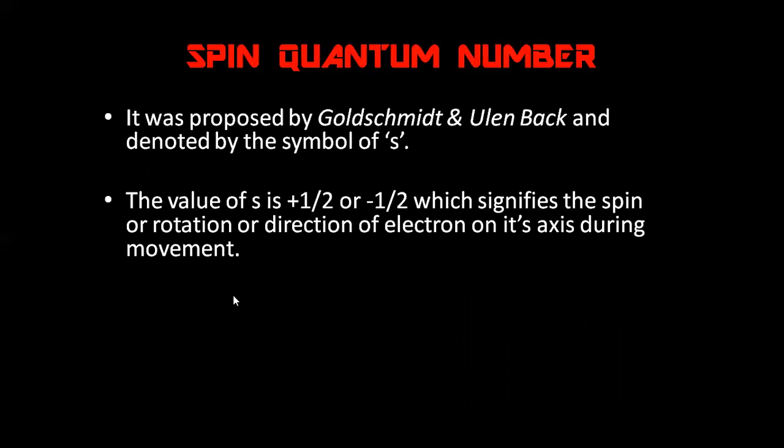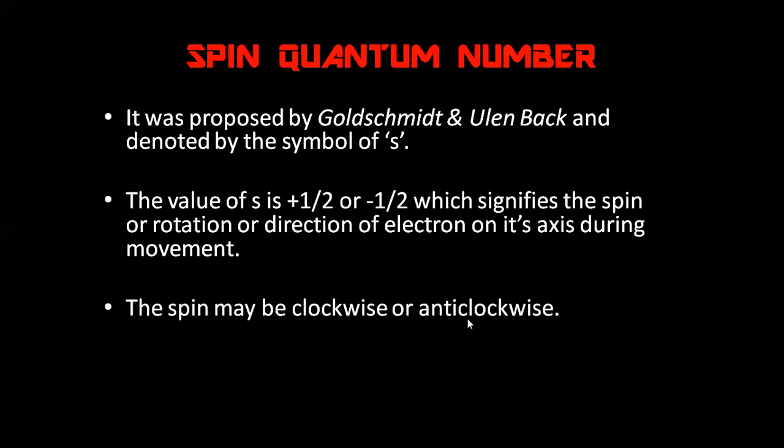Always remember that the electron moves on its own axis, and it rotates in 2 different directions, either clockwise or anti-clockwise. If the electron in an orbital is rotating clockwise, we designate it with a plus half. And if it is minus half, that means it is rotating anti-clockwise. And always remember that in an orbital, we can put a maximum of only 2 electrons. So if 1 electron is plus half, the other must be minus half. The spin may be clockwise or anti-clockwise, as I have told you.